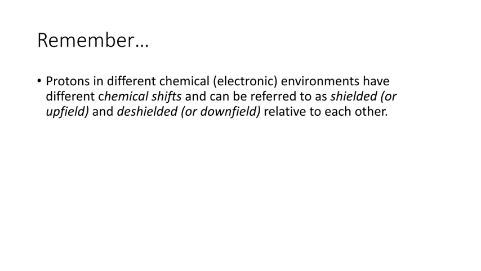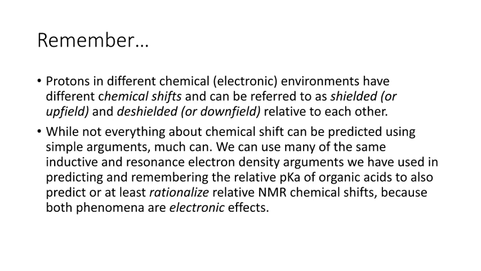So remember, protons in different chemical, electronic environments have different chemical shifts and can be referred to as shielded or upfield and deshielded or downfield relative to each other. While not everything about chemical shift can be predicted using simple arguments, much can. We can use many of the same inductive and resonance electron density arguments we have used in predicting and remembering the relative pKa of organic acids to also predict, or at least rationalize, relative NMR chemical shifts, because both phenomena are electronic effects.